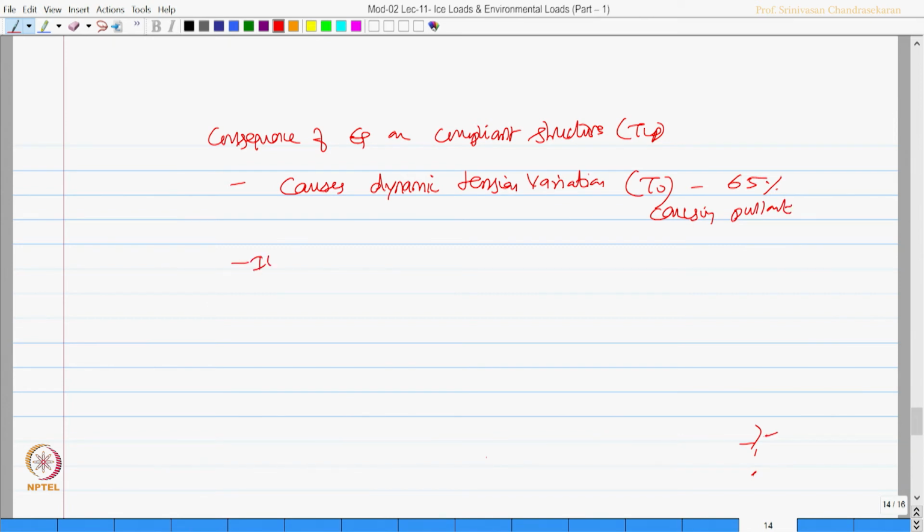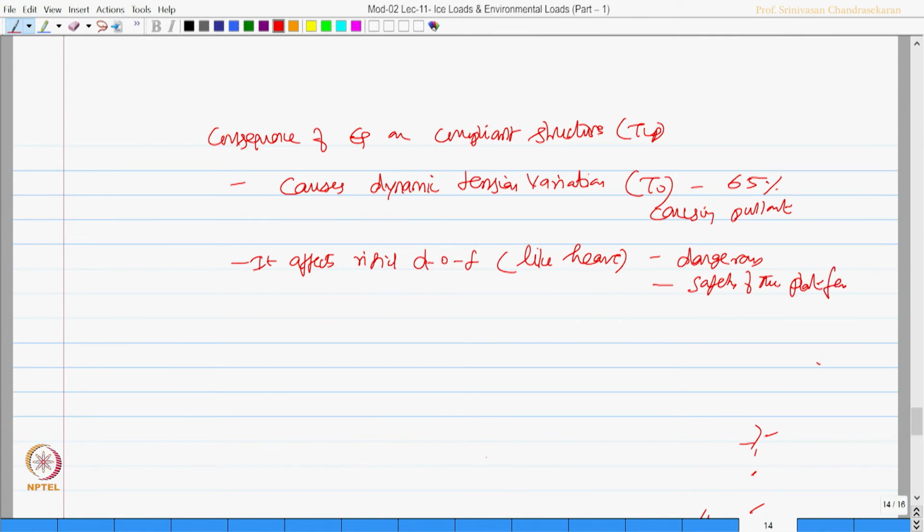It affects rigid degrees of freedom like heave, which is quite dangerous because it can challenge the safety of the platform. This ultimately also results in loss of functional value of the platform.